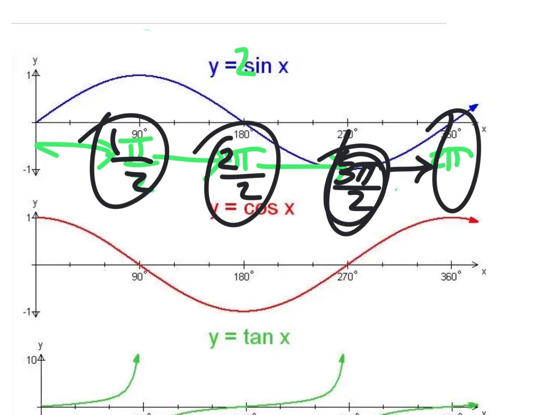All right, what's the difference between sine and cosine then? Well, it's where the peak is. This one starts at 0. So sine starts at 0, and it goes up. Cosine makes a big valley.